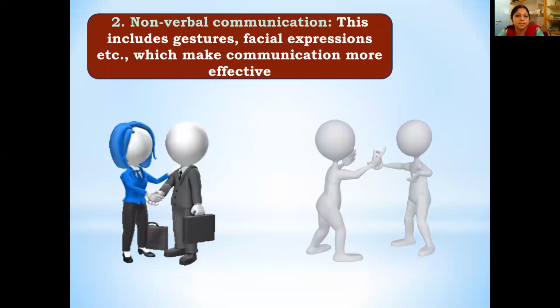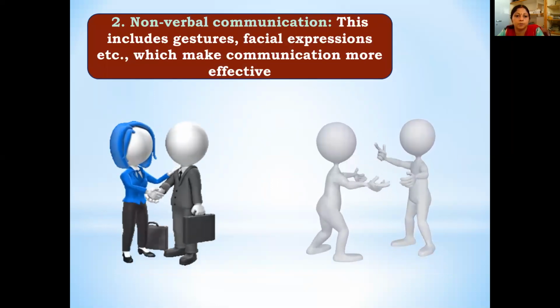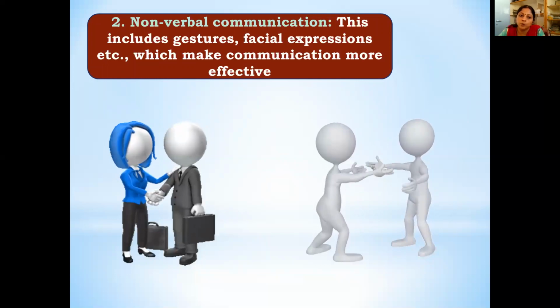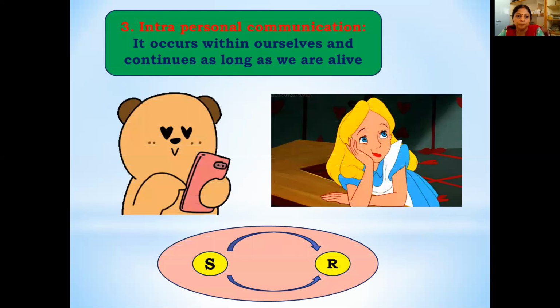And the second type of communication is non-verbal communication. This is associated with verbal communication. That includes gestures, facial expression, eye movement, voice variations, and paralinguistics. These things influence communication, and they make communication more effective when we use them along with the verbal form.